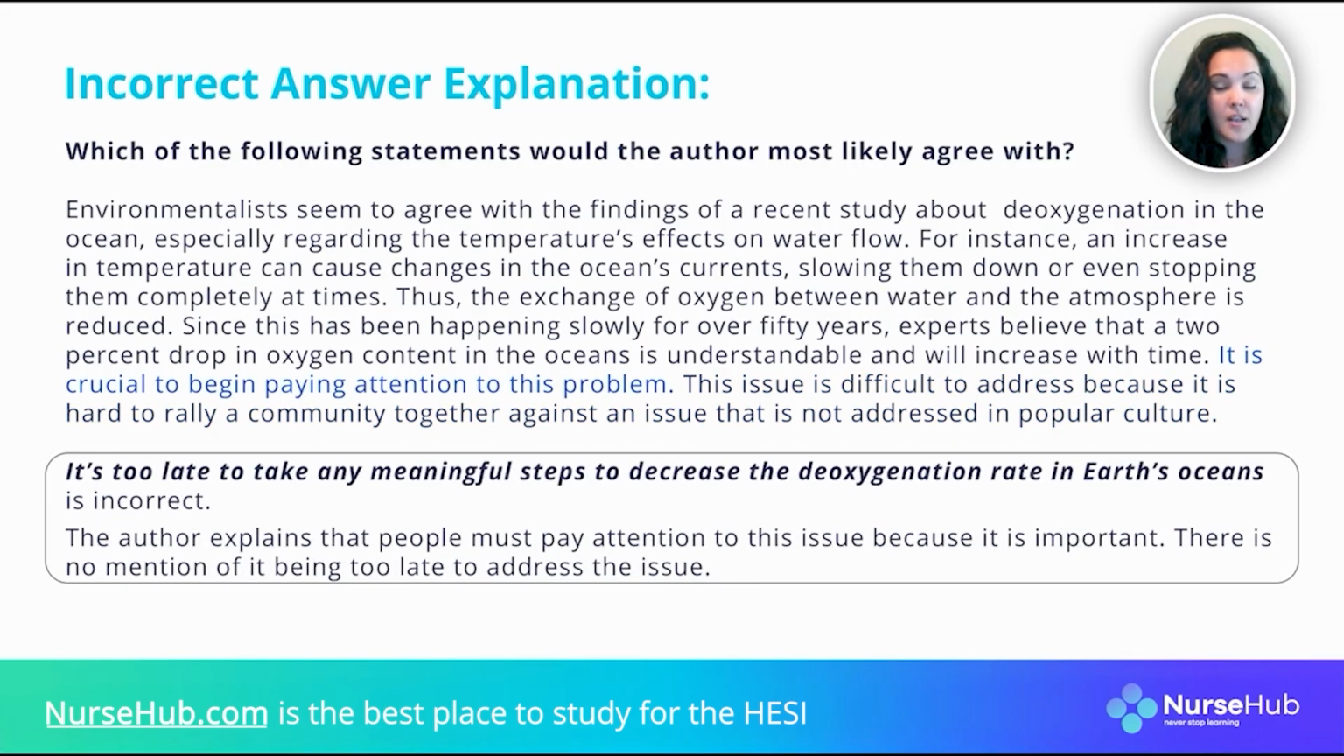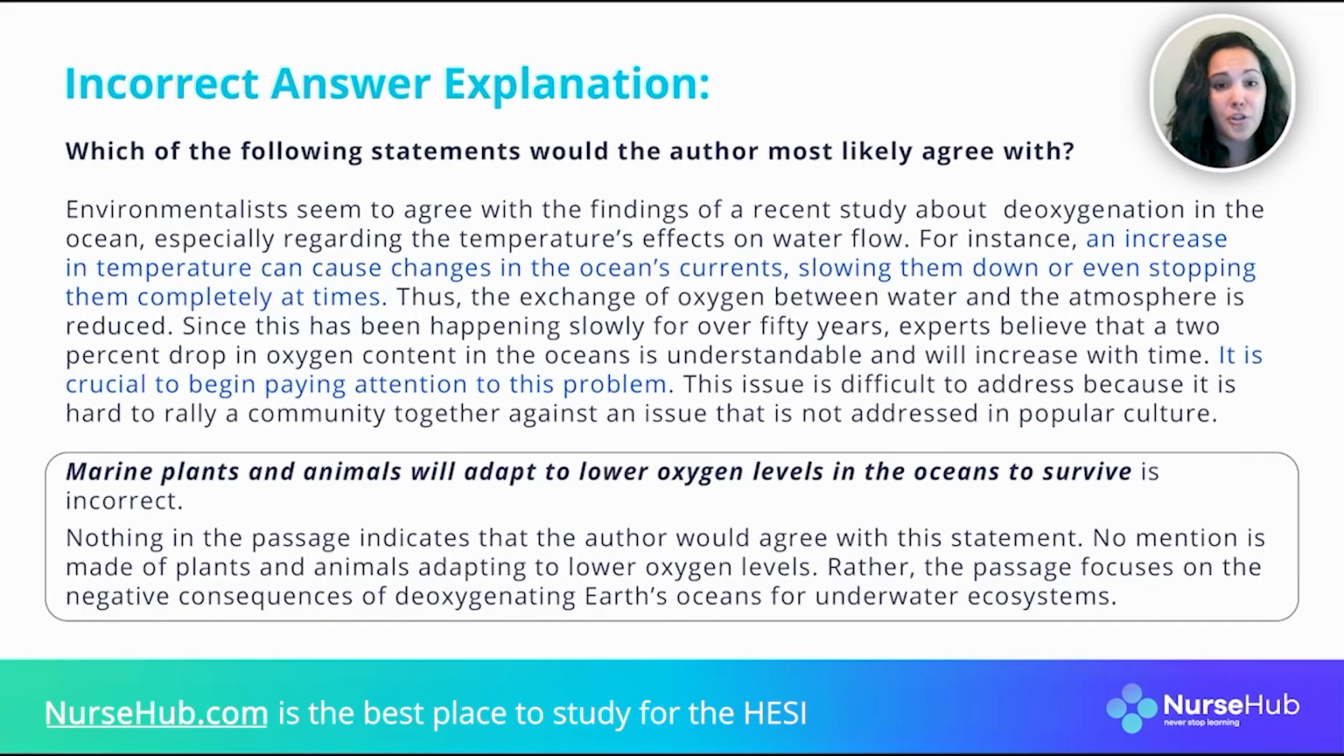All right, let's take a look at the next incorrect answer option. It's too late to take any meaningful steps to decrease the deoxygenation rate in Earth's oceans. The author explains that people must pay attention to this issue because it's important. There's no mention of it being too late to address this issue. This answer is incorrect.